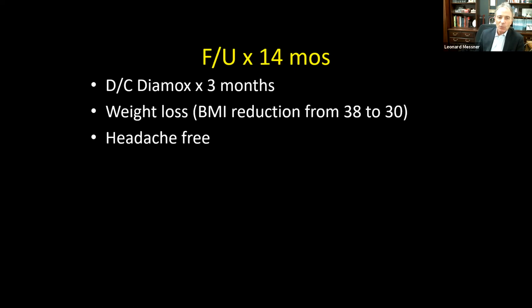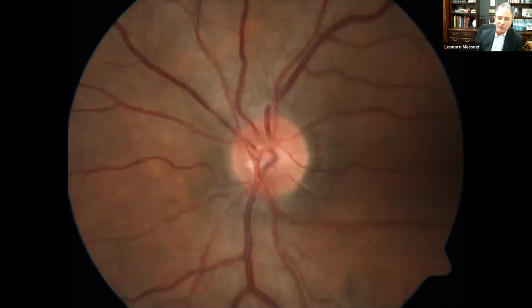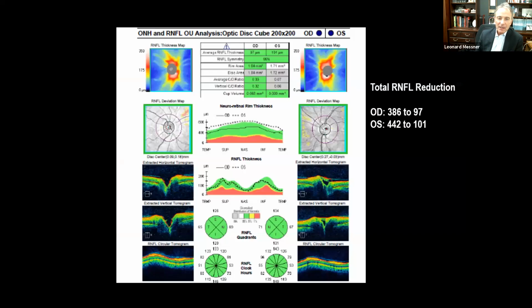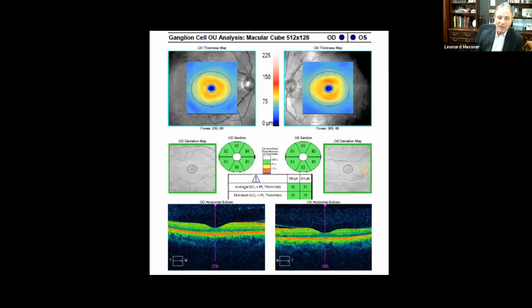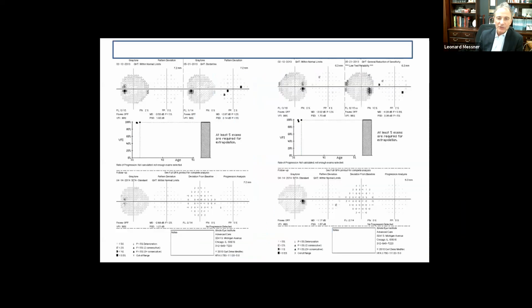She's maintained her weight loss. Her BMI is now down to 30. She's headache-free. And we see what appears to be pretty much a normal appearance to the optic nerve with good color on the right side, normal appearing optic nerve with good color on the left side, essentially normal retinal nerve fiber layers on right and left sides, preservation of the normal ganglion cell complex, and restoration of normal morphology and normalization of the visual fields.